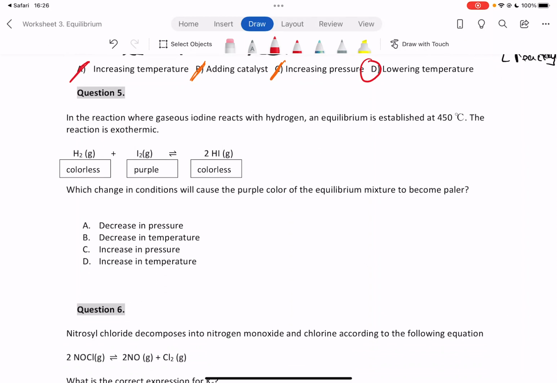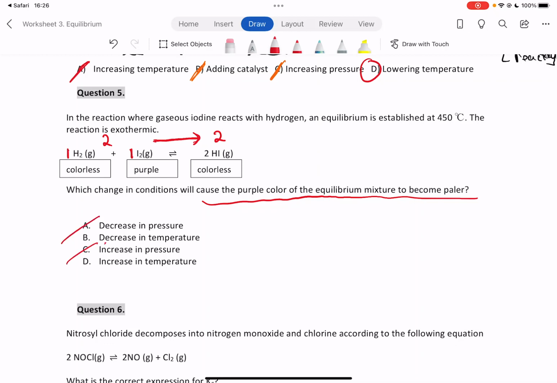The question gives this equilibrium reaction, and it asks for the cause of the purple color of the equilibrium mixture to become paler. So where do we have more paleness? On the right side. So we need to move the reaction toward the right side. Let's take a look at the pressure. How many moles do we have on the left side? We have 1, 1, overall 2 on the left side. We have 2 on the right side. So the pressure does not change anything because we have the same amounts.